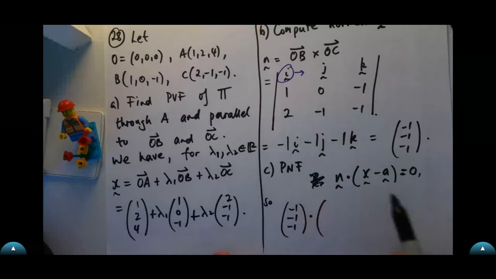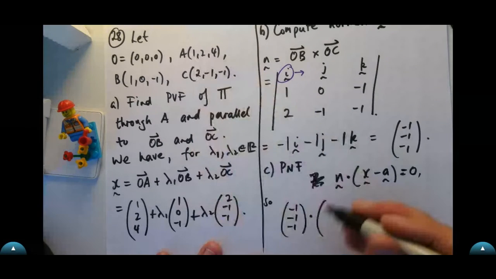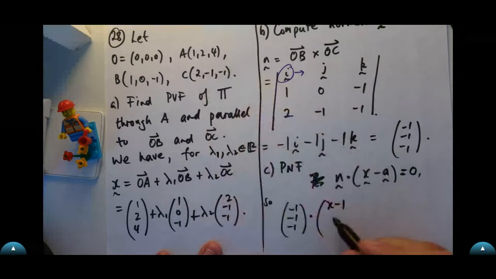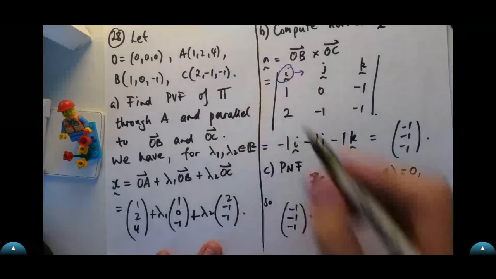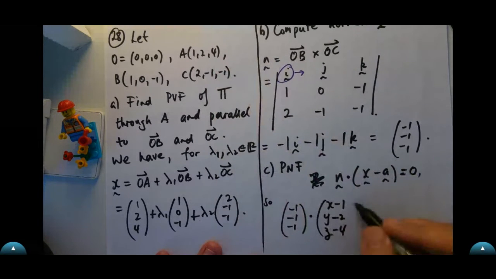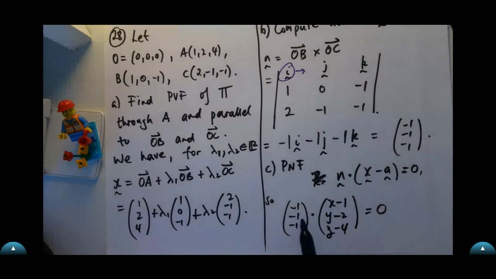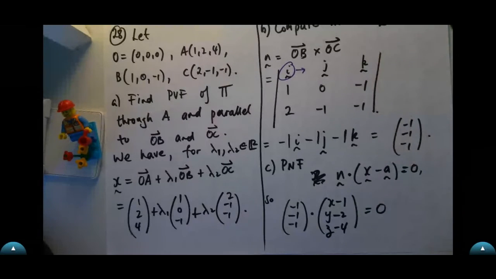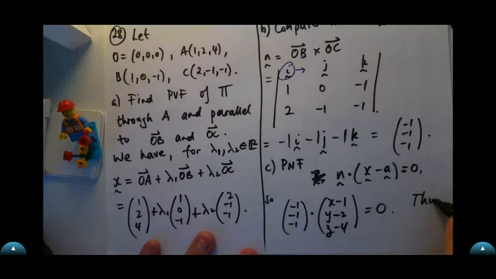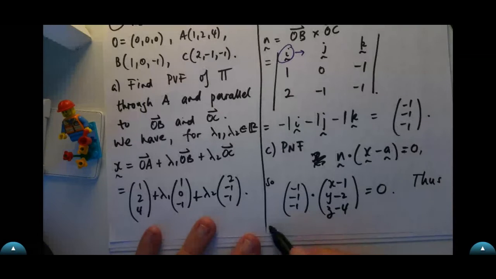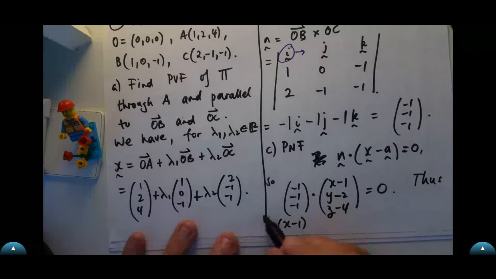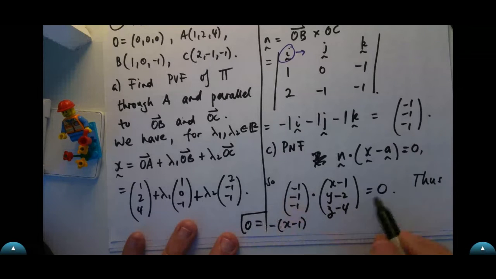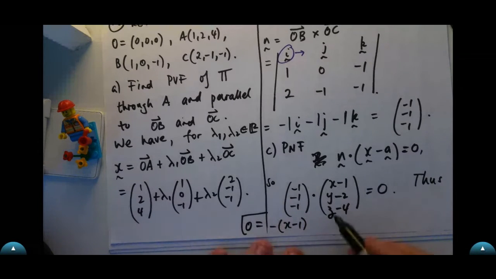So let's consider -1, -1, dotted with x minus a. So x minus 1, y minus 2, z minus 4. So all you do now is expand this and you get the Cartesian form. Okay, so let's see if I can squish that in. So it's going to be -1 times that. So let's just move that over here. So I'll put the 0 sign on the left hand side.